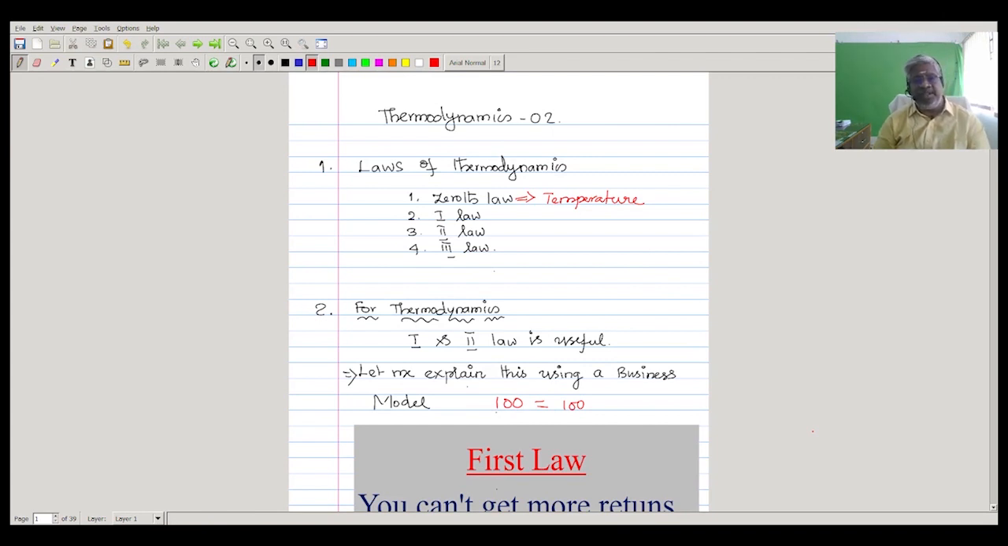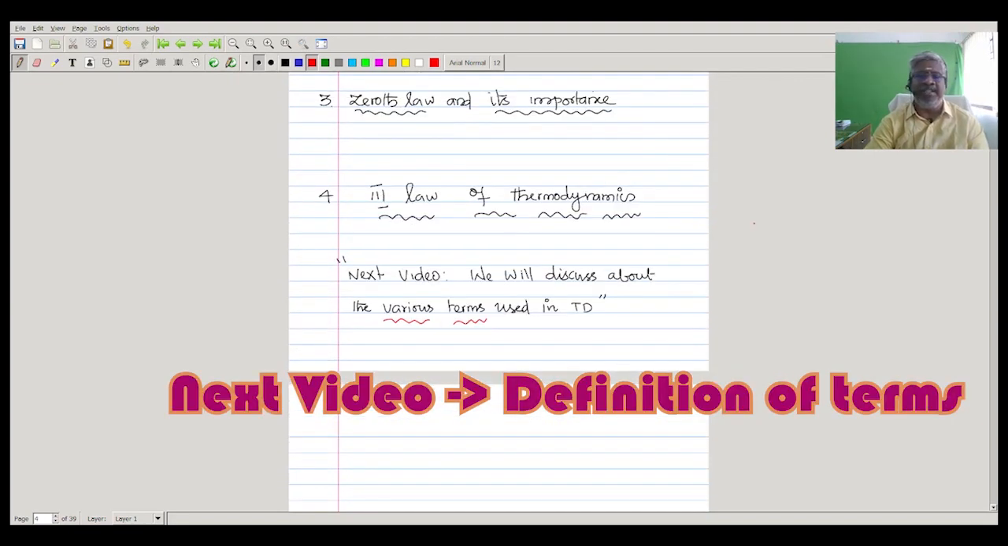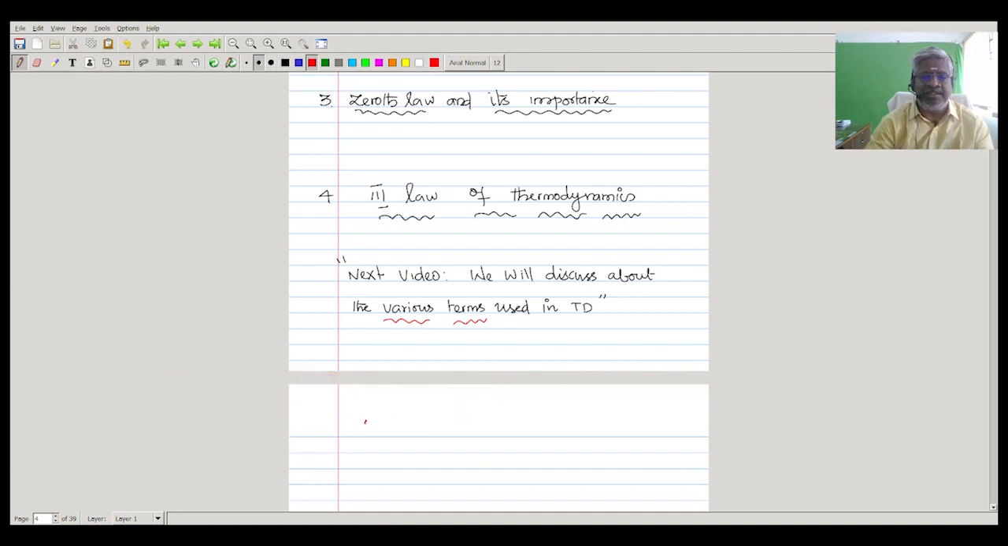See, this is very important, that these laws are the fundamentals for the whole of thermodynamics. In our next video, we are going to discuss the various terms that are going to be used in thermodynamics. Mainly, just some that I'm going to highlight: system and surroundings. These two terms are very popular in thermodynamics. The remaining terms like point function, properties, temperature, equilibrium, all these things we will see in our next video.